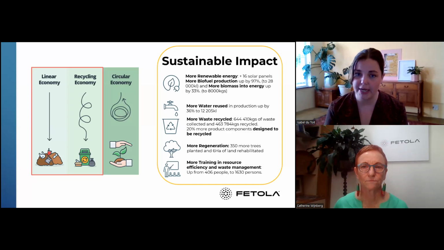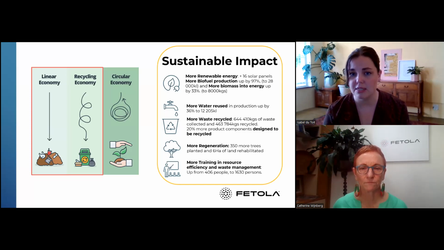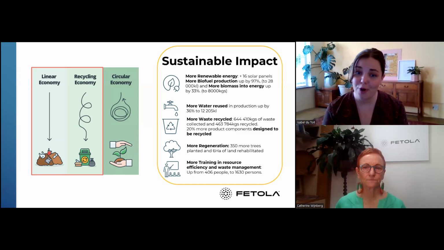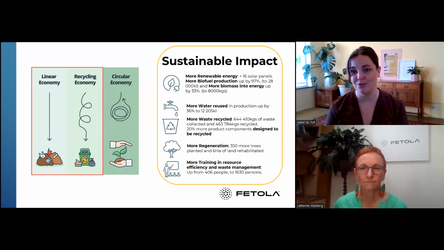More training in resource efficiency and waste management. So this is separate, obviously, from the circular economy training, and still very important that people understand exactly how to recycle and how to manage their waste correctly. So this went up from 406 people to 1,630 people trained in waste management and resource efficiency.